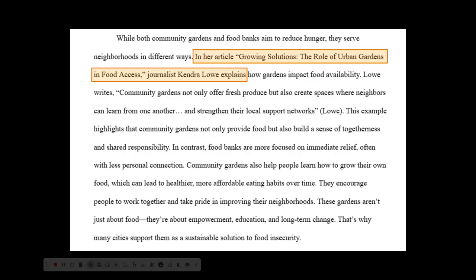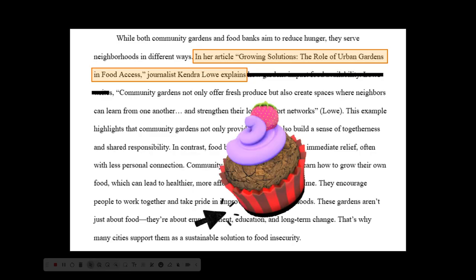In her article, Growing Solutions, The Role of Urban Gardens in Food Access, journalist Kendra Lowe explains, and we're going to cross out that one part because it had a period in it and it shouldn't have. So just pretend it says explains, comma. And the introduction is kind of like the cupcake liner, because cupcake liners are essentially your introduction to the cupcake. And you want people to hand you a cupcake with a liner on it, because if there's no liner, how do you know you can trust the hands that have been touching your cupcake? You don't know that. In the same way, if you don't have an introduction in your paragraph, how do we know we can trust the evidence, right?